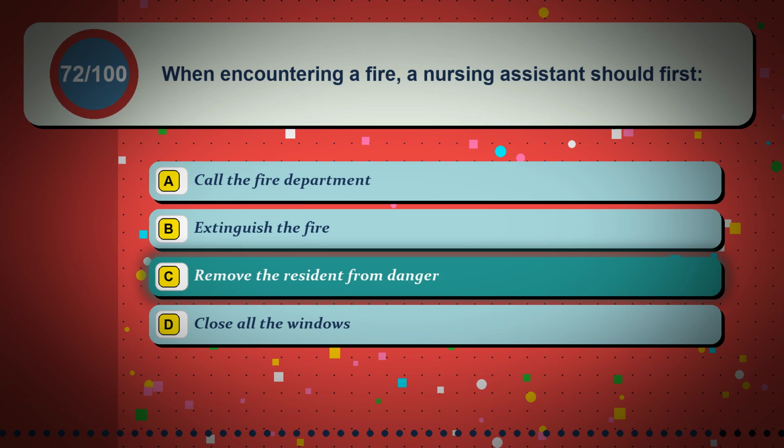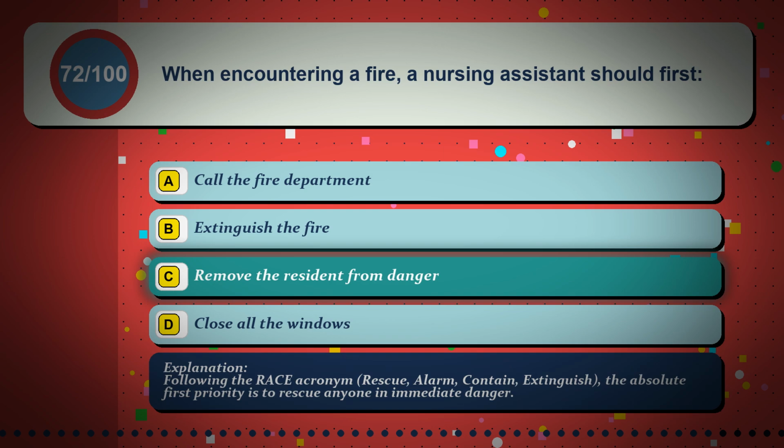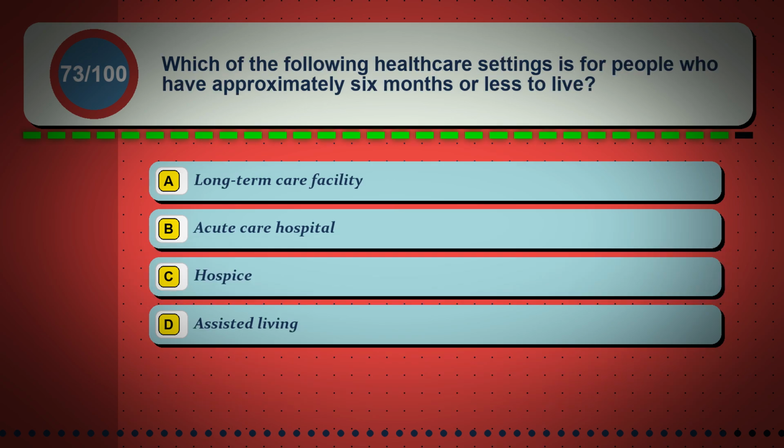The correct answer is option C. Remove the resident from danger. Following the RACE acronym, rescue, alarm, contain, extinguish, the absolute first priority is to rescue anyone in immediate danger. Question 73. Which of the following healthcare settings is for people who have approximately 6 months or less to live?